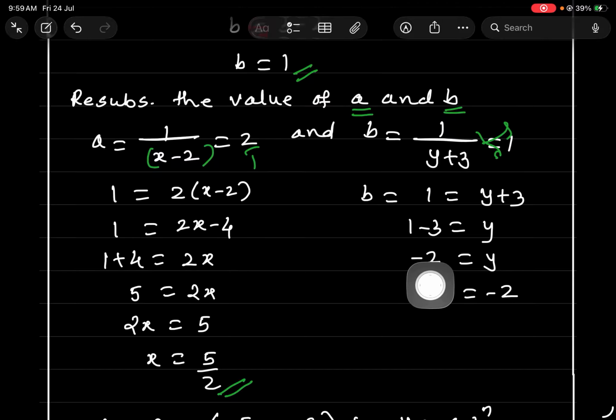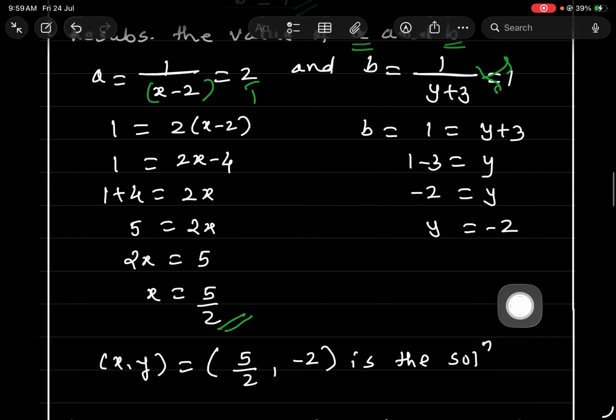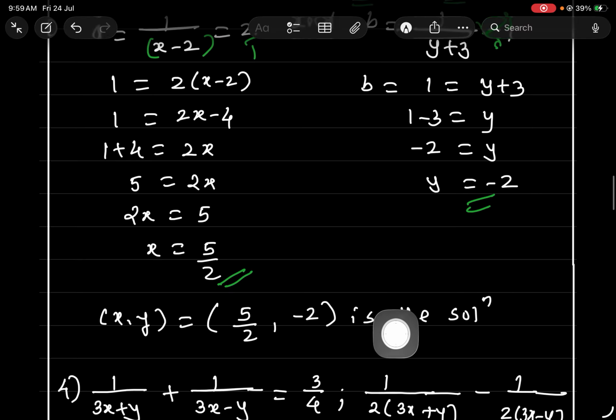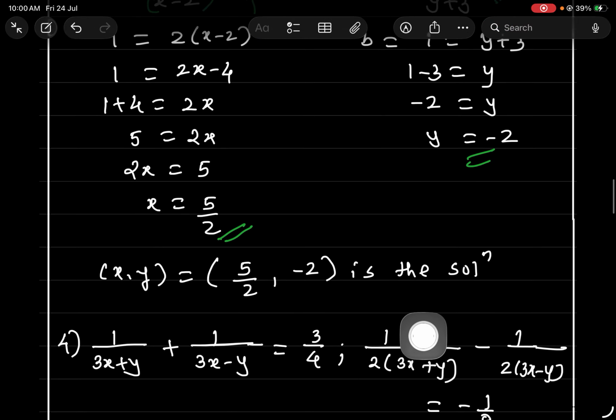Subtraction here, bigger number sign, so minus 2 equal to y, equal to minus 2. So x and y are 5 upon 2 and 2, that is the solution.